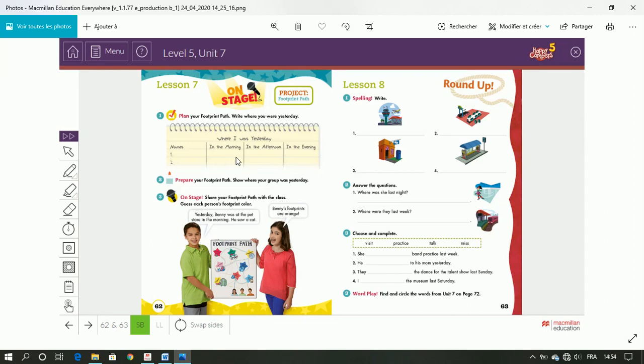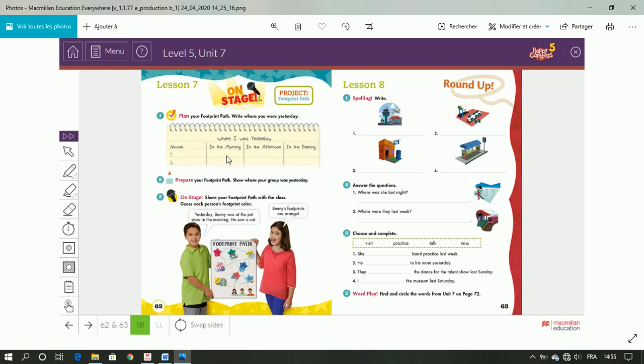In the morning, where were you? Where was I? Sorry. Where was I? I was in the gym, for example. In the afternoon, I was, for example, in the skating rink. In the evening, I was in the airport. Okay. Then you have to write these things here. Where were you? And you will invest these things here to make a dialogue. Okay? I want you to take these things from here to make a dialogue.